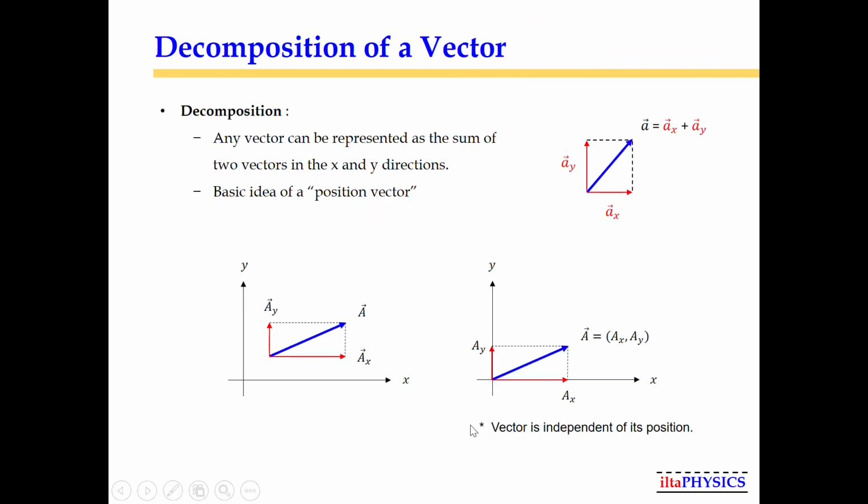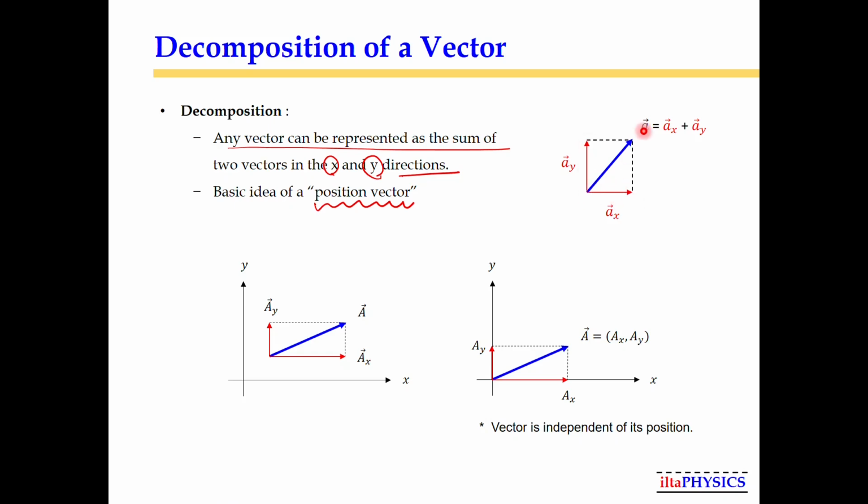10. Vector decomposition. Now let's look at an important application: vector decomposition. This is basically the reverse of addition. Any vector can be broken down into two components, one along the x-axis and one along the y-axis. This is the foundation of using position vectors in a coordinate plane. For example, vector A can be split into vector A x and vector A y. In other words, vector A equals vector A x plus vector A y.